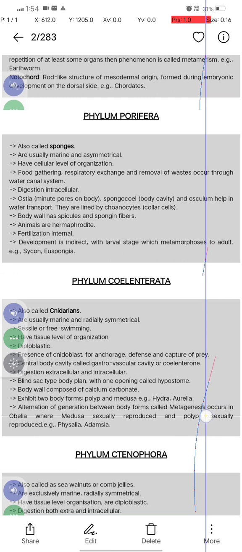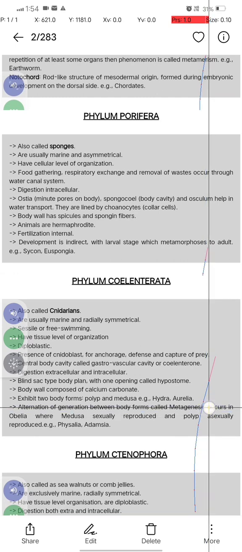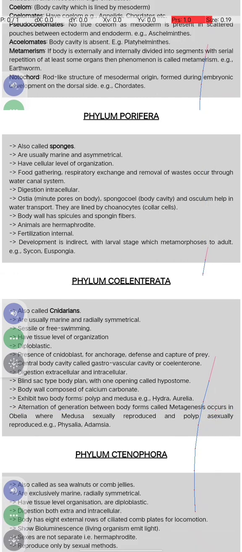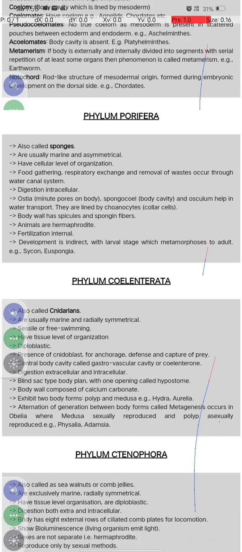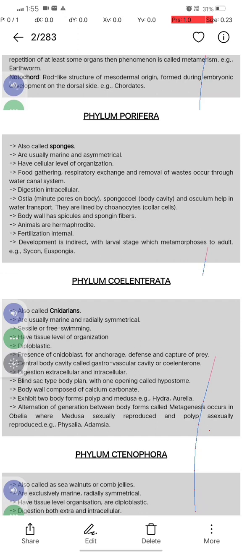Examples: Hydra and Adamsia. Alternation of generation between the body forms is called metagenesis and occurs in Obelia, where the medusa is sexually produced and the polyp asexually produces the medusa.